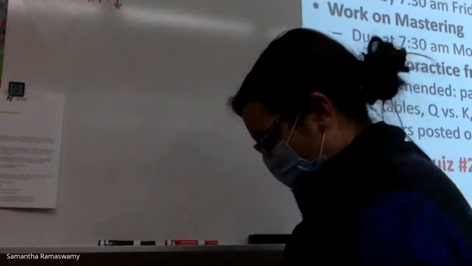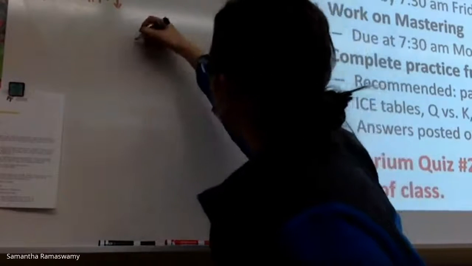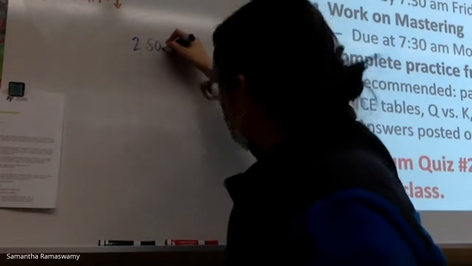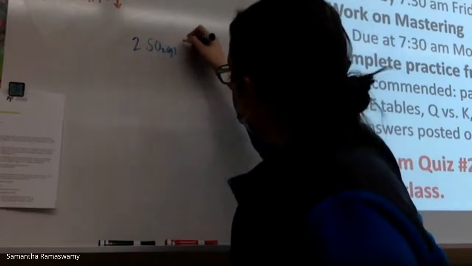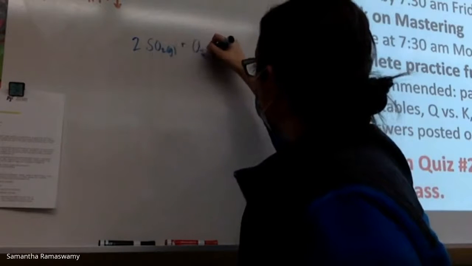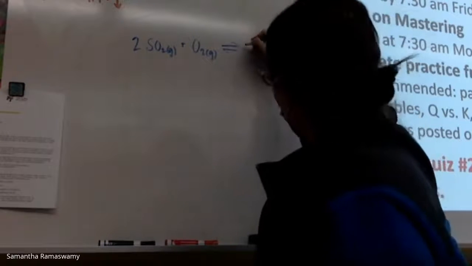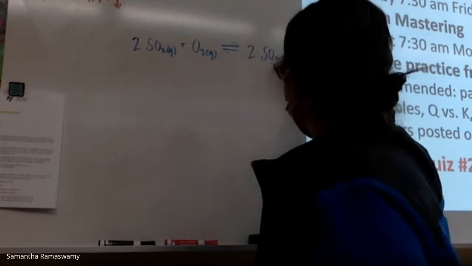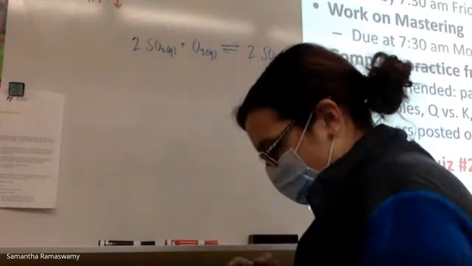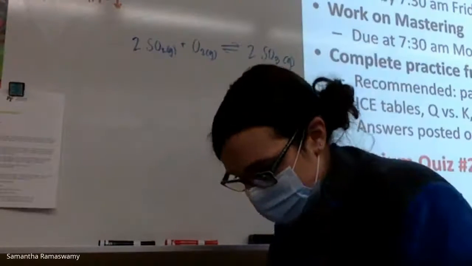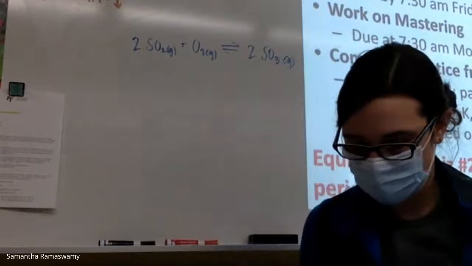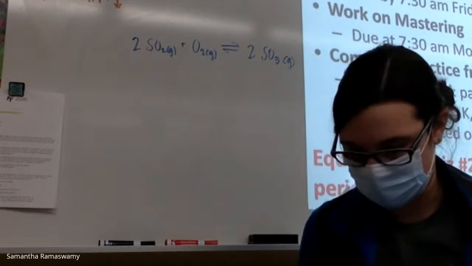You're good. All right, so here's the equation: 2 SO2 gas plus O2 gas is at equilibrium with 2 SO3 gas. All right, so question 26 wants to know how each of the following changes affect an equilibrium mixture.